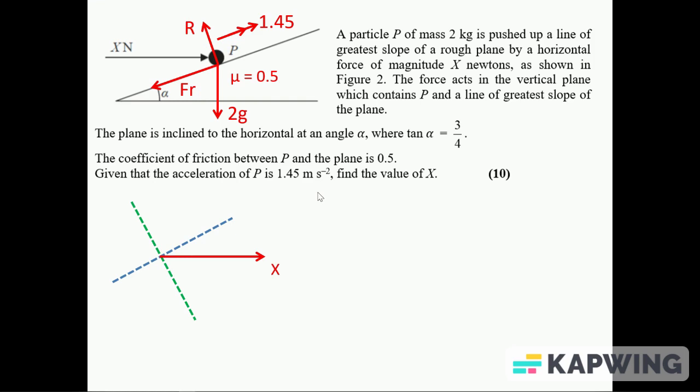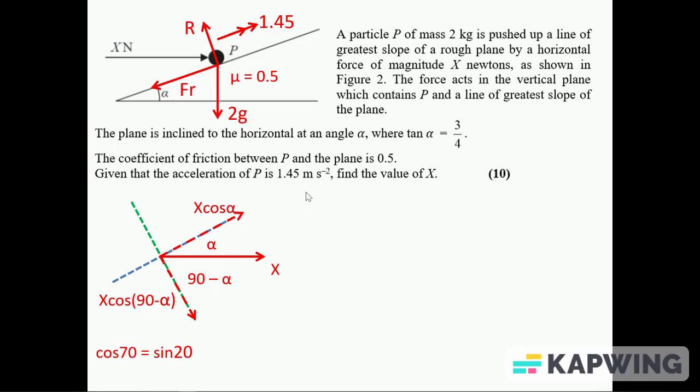Right, so for the x, I need to sort out the components parallel and perpendicular. That angle is alpha, so I've got to turn it through an angle of alpha to make it parallel to the plane. So that component is x cos alpha. That angle is 90 minus alpha, so I've got to turn it through an angle of 90 minus alpha. So that component is x cos(90 minus alpha).